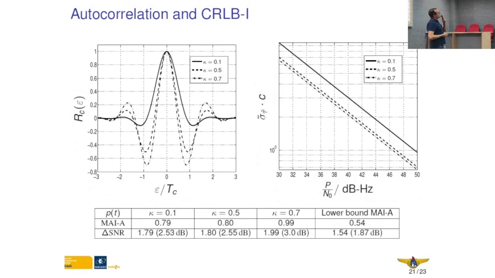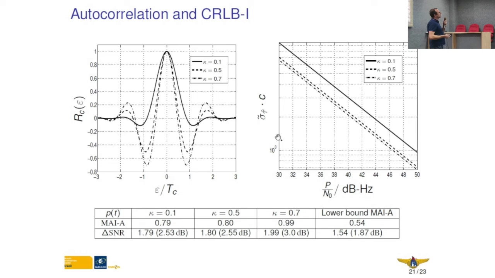And here we can see the autocorrelation function on the left-hand side. We can also see that for higher kappa, clearly the time concentration of the autocorrelation function also becomes less. We have higher side lobes. I mean, clearly this is given by the kappa.